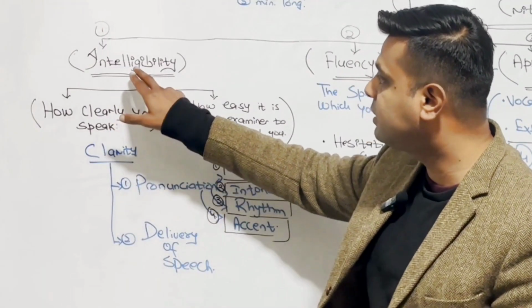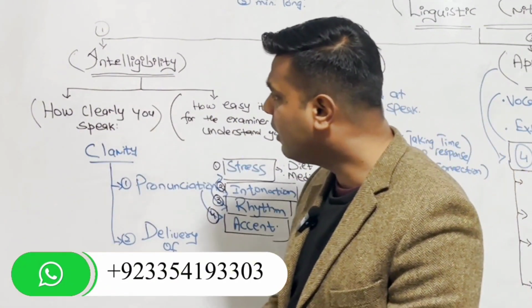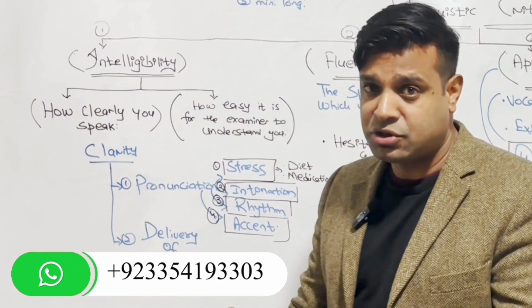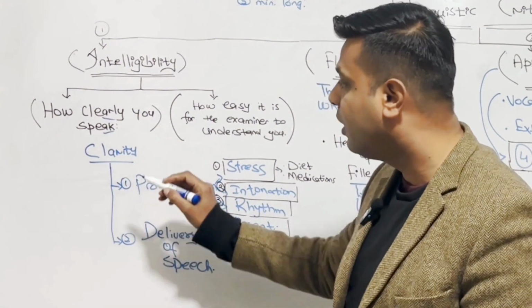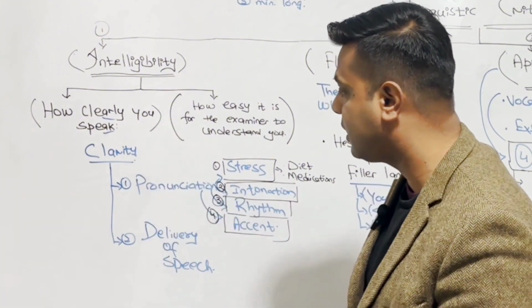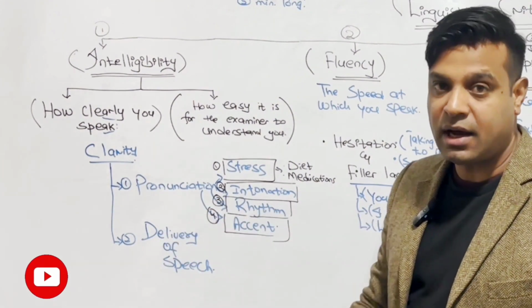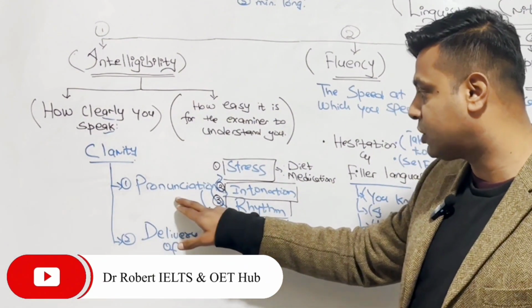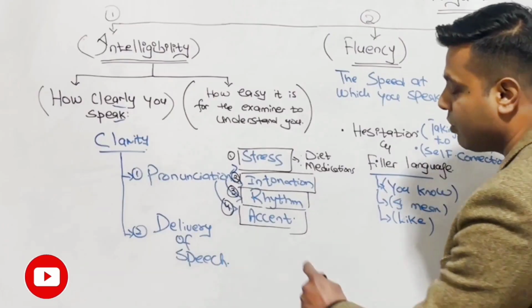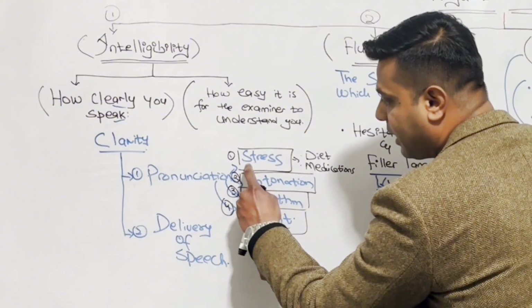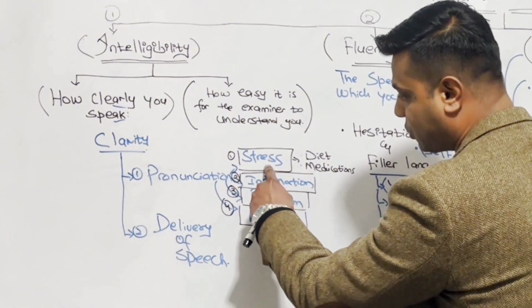When I talk about the first criteria, intelligibility, examiners are interested to know how clearly you can speak to the patient. Now, what is the meaning of clarity? The meaning of clarity is how you pronounce your words, pronunciation. Pronunciation in the OET speaking subtest is going to be analyzed by four criteria.